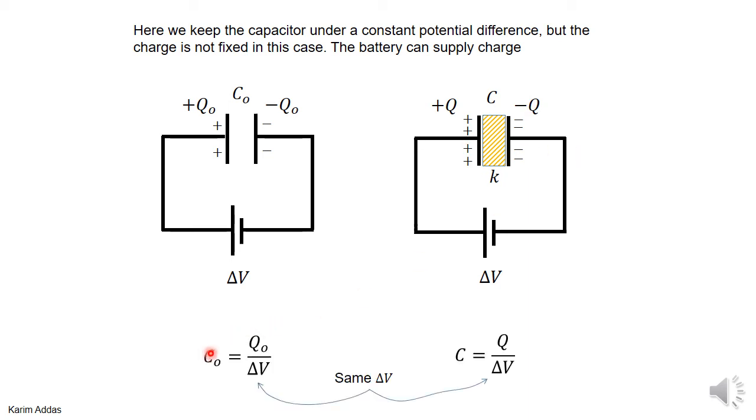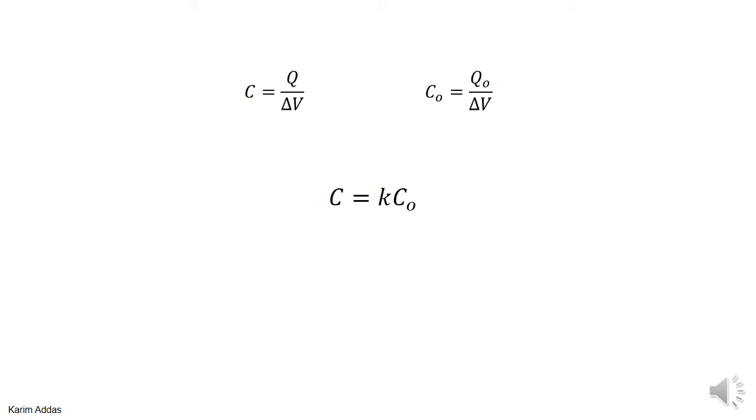And if you get the initial capacitance, it's Q naught over delta V. Now, when you get the final capacitance, it's different charge. The charge now is not the same, but the potential difference is the same because we keep the capacitor always connected to a battery during the insertion process. So let's see how the capacitance, because the capacitance is K times C naught, let's see how the charge will be different from the initial situation to the final situation.